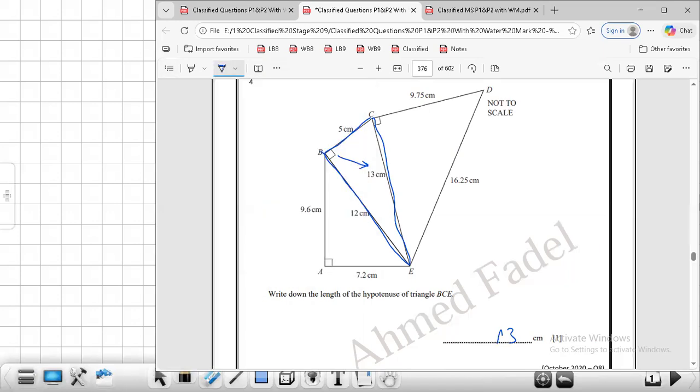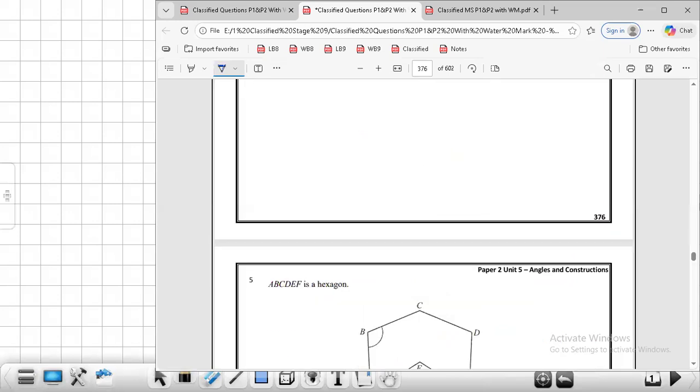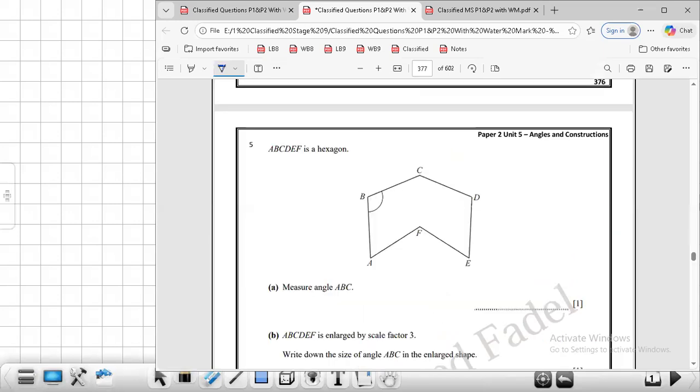All right, let's continue. Measure angle ABC. With your what? With your protractor. They said measure. So you need to get a protractor and start measuring this. Mister, the lines are too short for my protractor. You can get your ruler, not your hand like me, with the ruler, and extend the lines until they become long enough. Just like that.